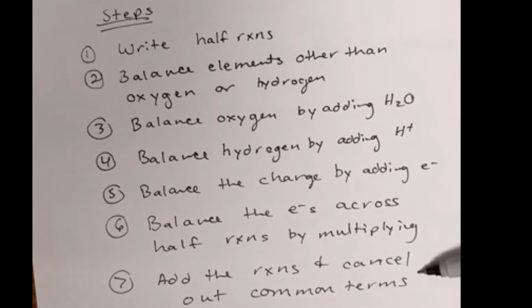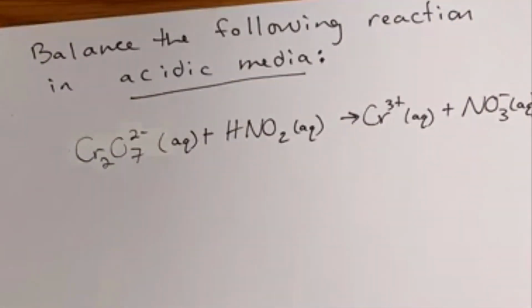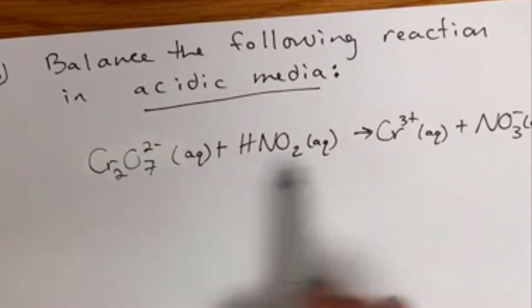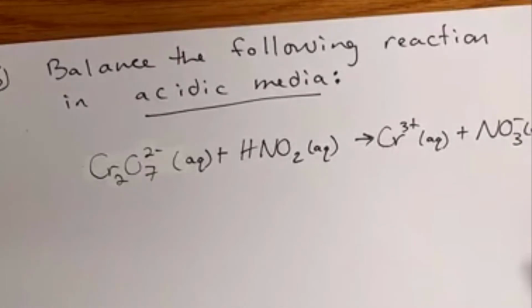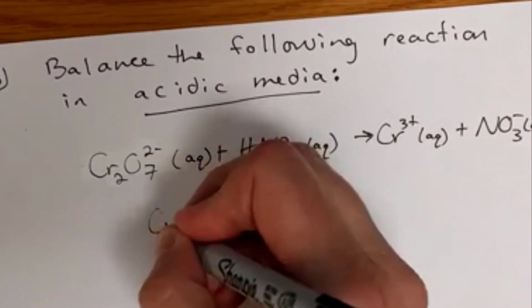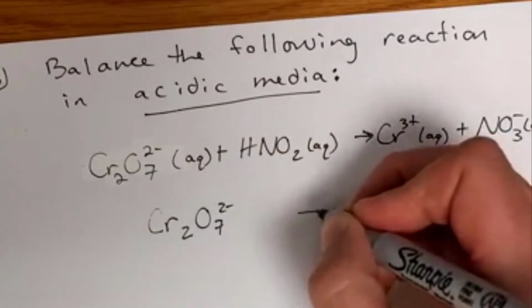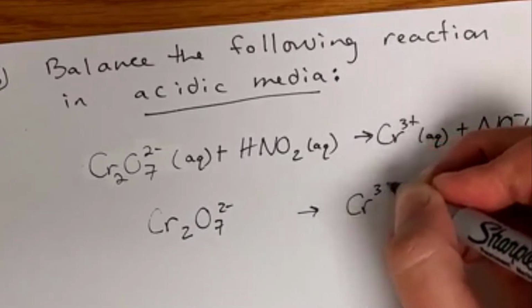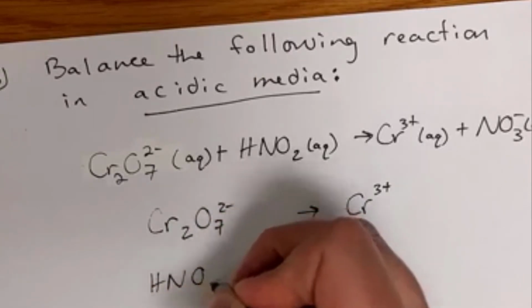Then I'm going to do the final same step that we just did on the previous problem, where I'm going to add the reactions and cancel out my common terms. So my first step is write my half reactions. Okay, so I've got chromium over here and I've got chromium over here. I'm pretty much just going to ignore oxygen and nitrogen for the moment. Not going to worry about them. So I've got chromium and I've got chromium. So I'm going to do the same thing I did before, is I'm going to write it out and I'm going to leave room to let stuff happen. Then I'm going to do the same thing for the nitric acid, or nitrous acid.